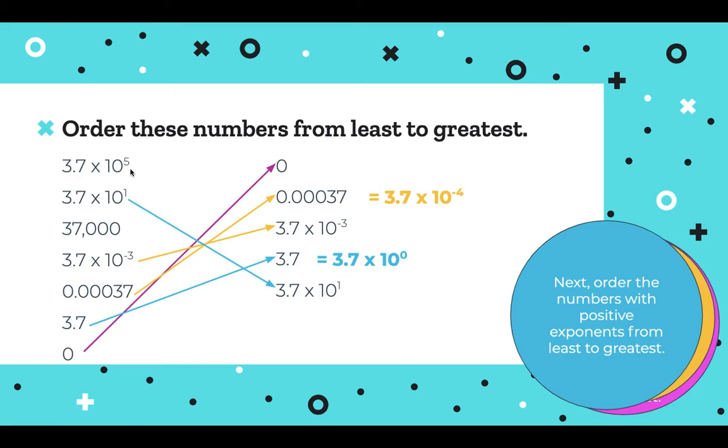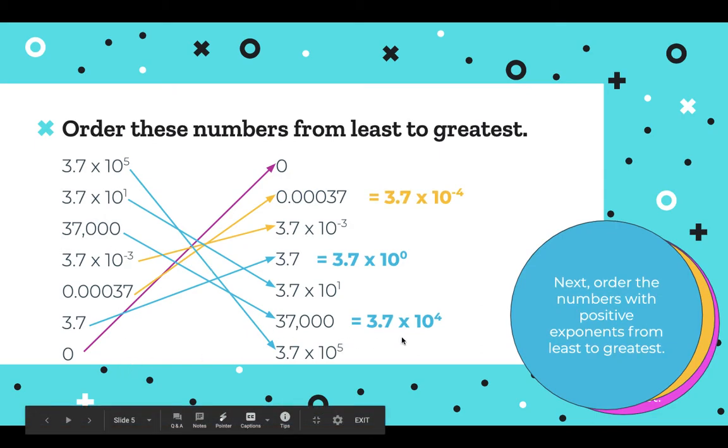So what we have left to compare would be these 2. And like I mentioned before, this would be 3.7 times 10 to the 1, 2, 3, 4th power. So that would go next, 3.7 times 10 to the 4th. And our last one, 3.7 times 10 to the 5th, would be our largest number in this problem. That is the answer in this example.